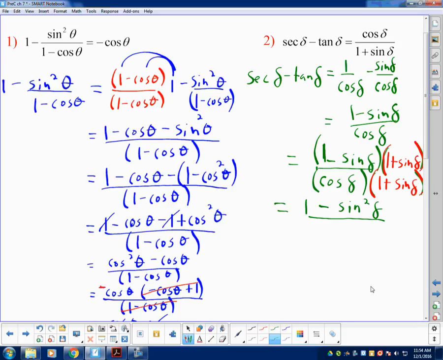okay. On the bottom, if I distribute, I'm going to have cosine delta plus cosine delta sine delta. Okay. Explain that to me. I'm distributing. Cosine delta times 1 is cosine delta. Cosine delta times sine delta is cosine delta sine delta. Okay?